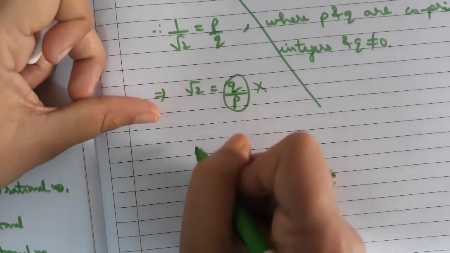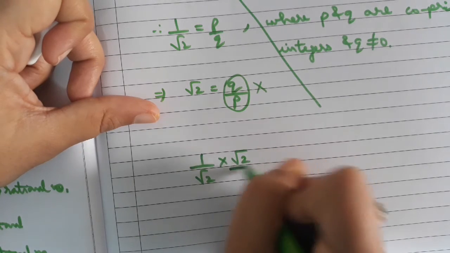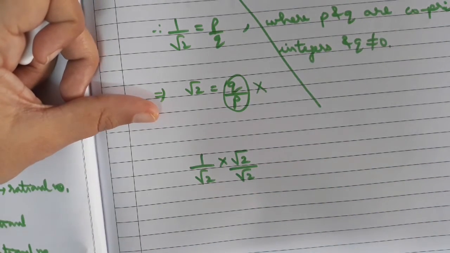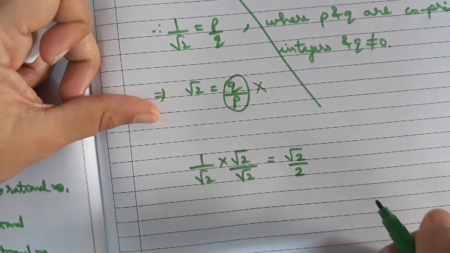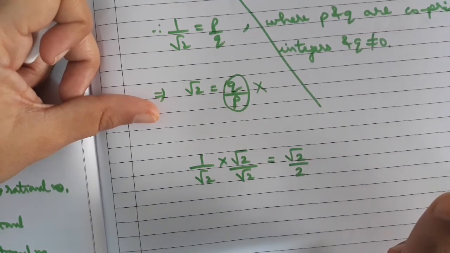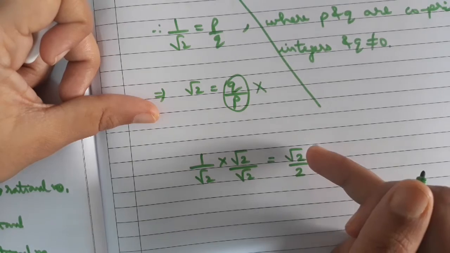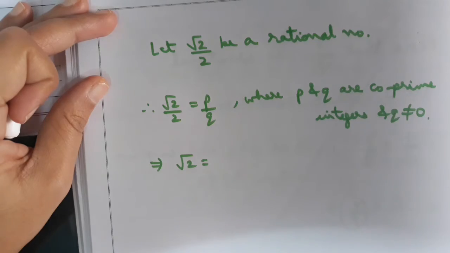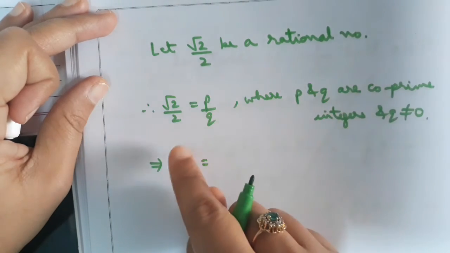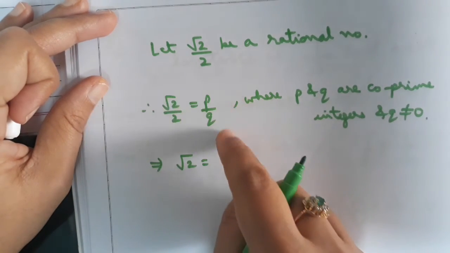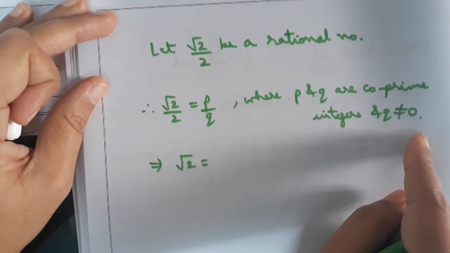So what we do is 1 by root 2, we will rationalize the denominator. For rationalizing it, we will multiply the numerator and denominator by root 2. So this will become root 2 upon 2. And now we can solve it normally, because 1 by root 2 after rationalization can be written as root 2 upon 2. Now let us take root 2 upon 2 to be a rational number. If root 2 upon 2 is a rational number, it can be written in the form p by q, where p and q are co-prime integers and q is not equal to 0.